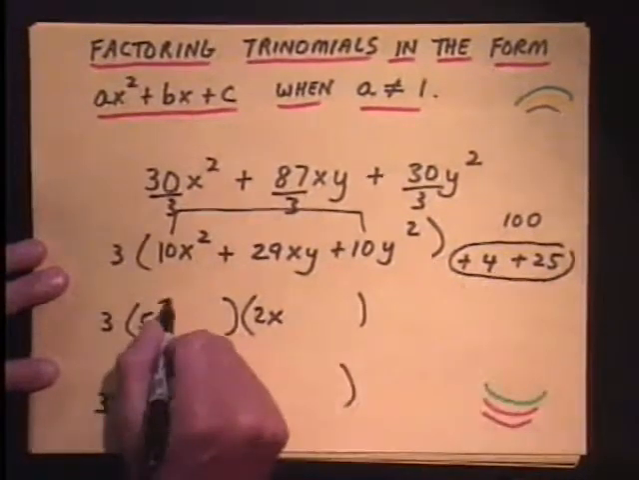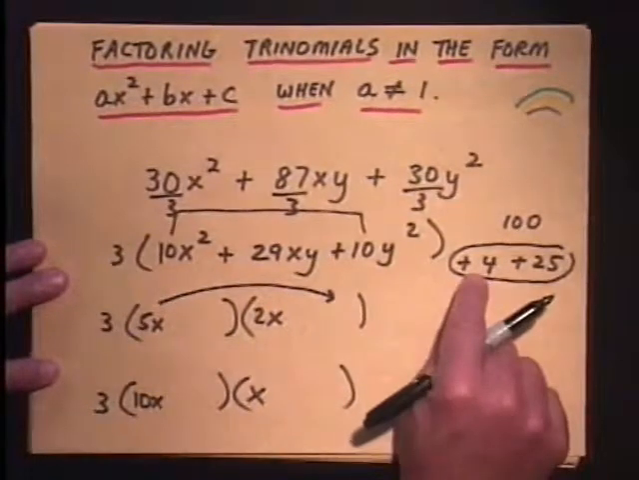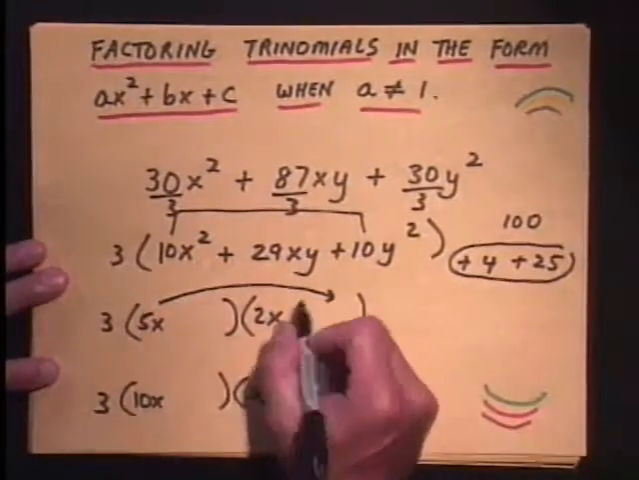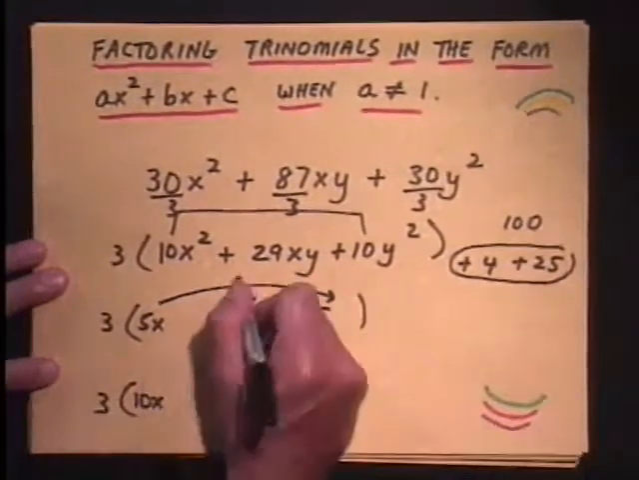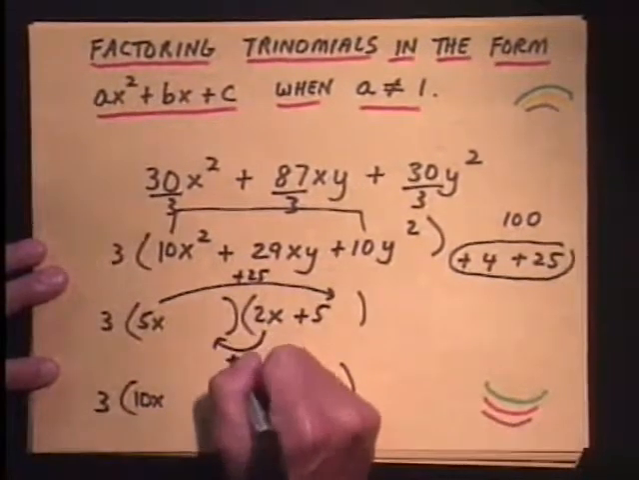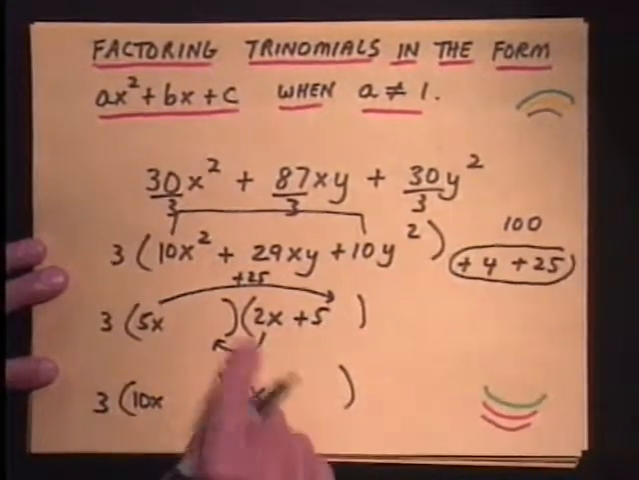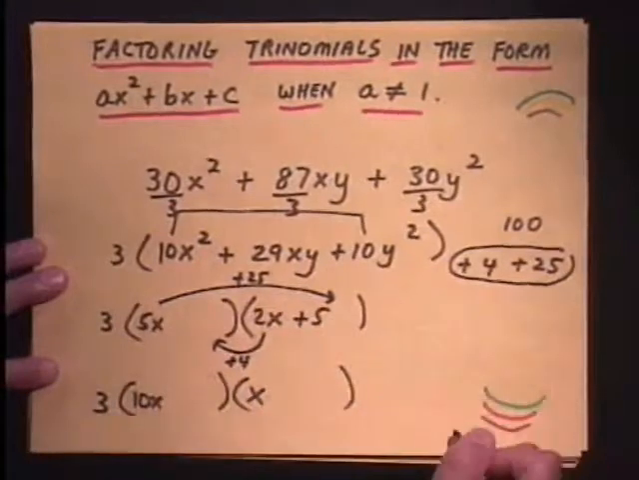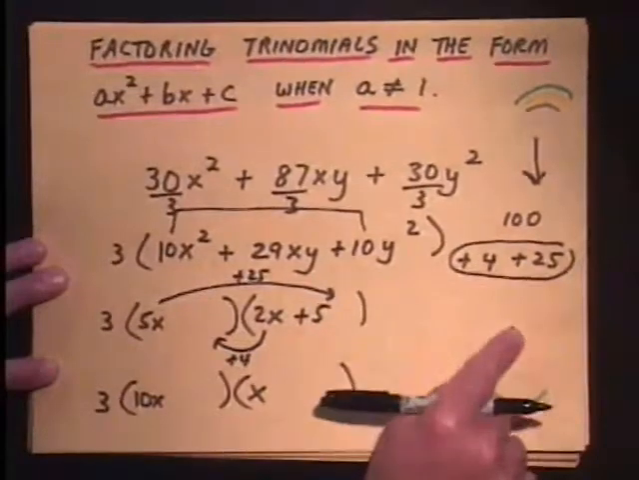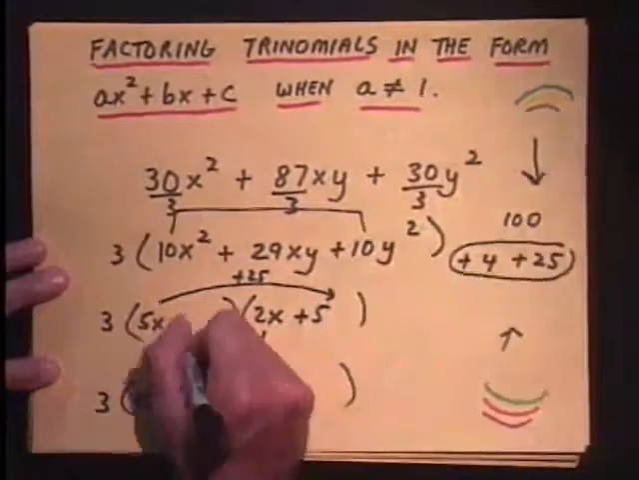5 times what gives me one of these? Aha. Well, I'm not going to get the 4 out of that, am I? But I can get the plus 25 if I say 5 times a plus 5. That forces the plus 25 up here. Then I know I'll have to get the plus 4 down here on the bottom rainbow. Here are those rainbow numbers, and that's why I draw pretty rainbows on every one. So now 2 times what gives me the plus 4? Well, it would be plus 2.